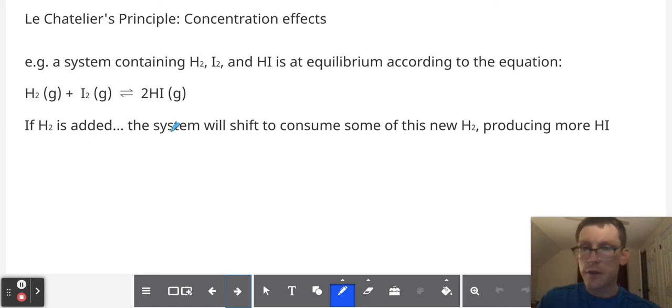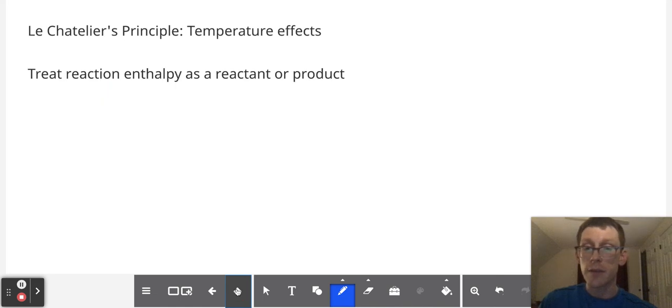A good way of just sketching this out: we have an increase in the H2. This will result in an increase in the I2, the HI that's produced. The system will shift rightward. We get an increase in HI produced in order to reestablish equilibrium.